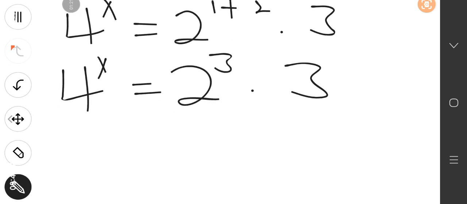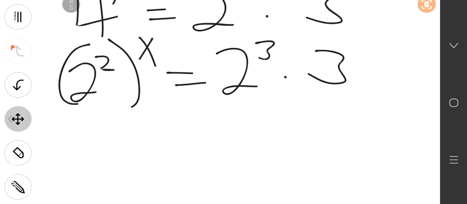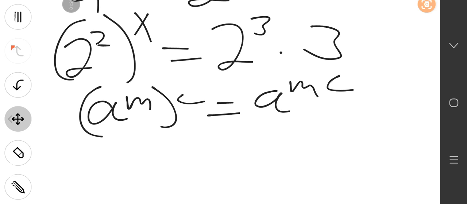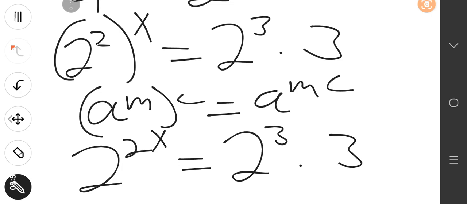Now 4 can be written as 2 exponent 2, okay? All right, so we're going to have 2 exponent 3 times 3 here. Now let's apply the power of a power rule. So a exponent m, raised to c, equals a exponent mc. So this gives us 2 exponent 2x equals 2 exponent 3 times 3.